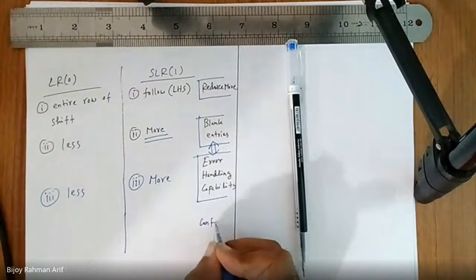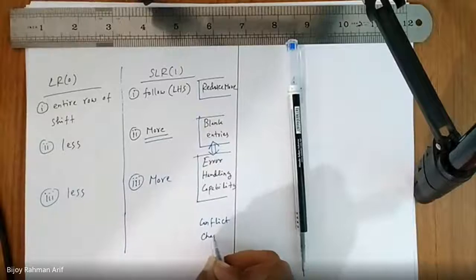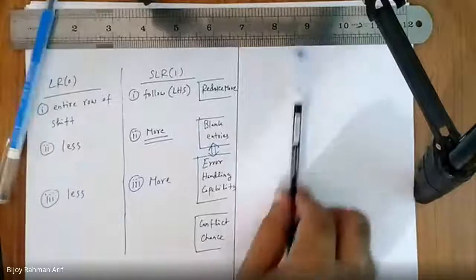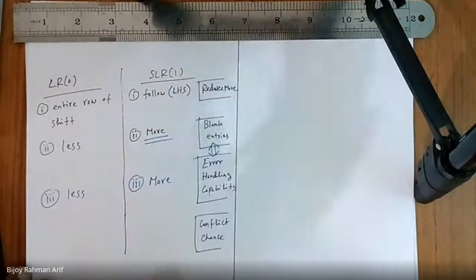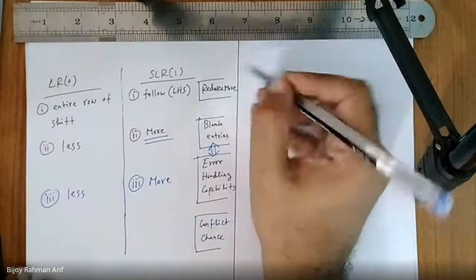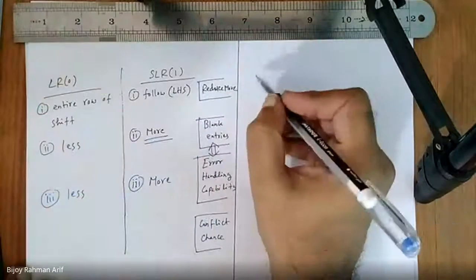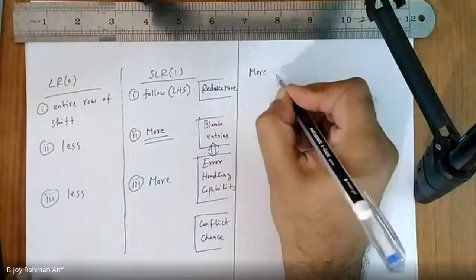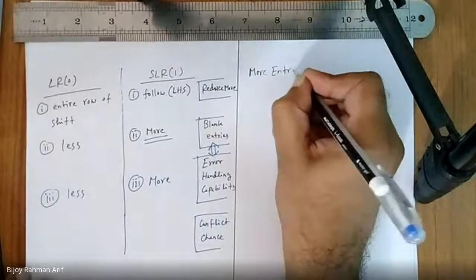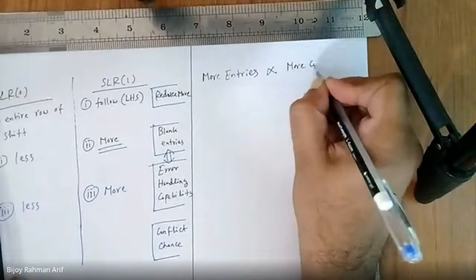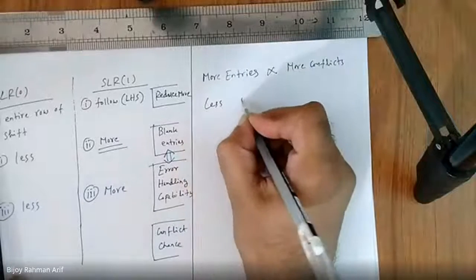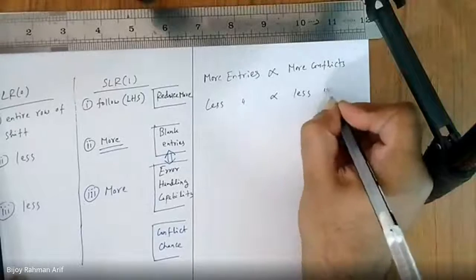Conflict chance. Which one has more? LR0. See the relation. More entries proportional to more conflicts, and less entries proportional to less conflicts.